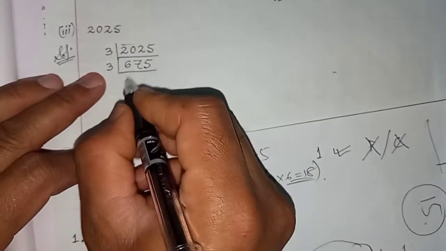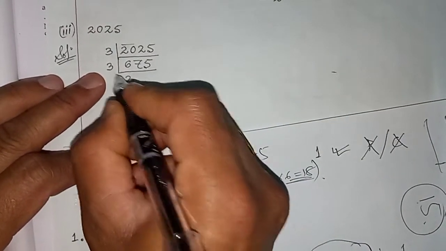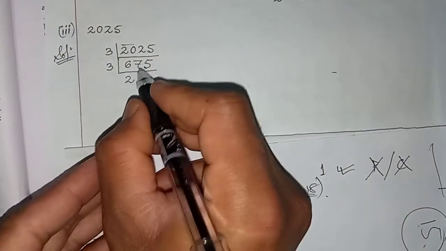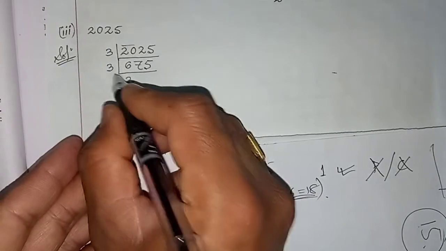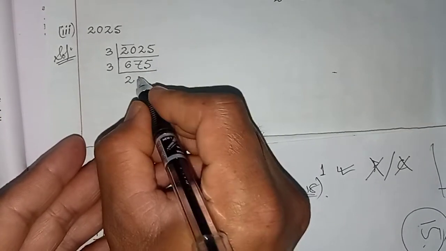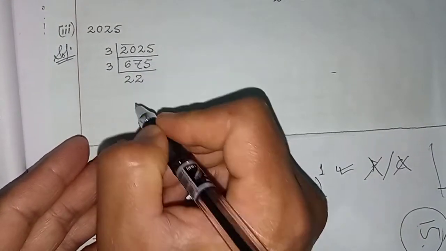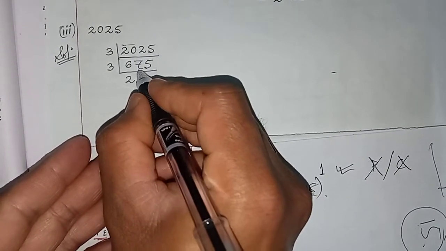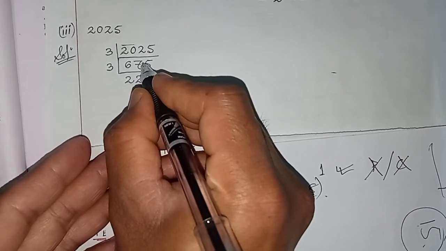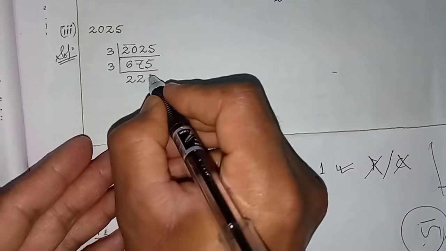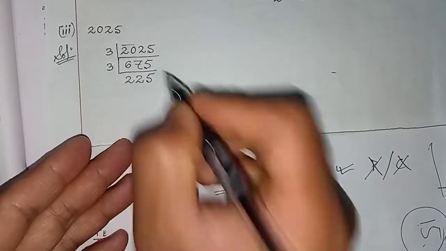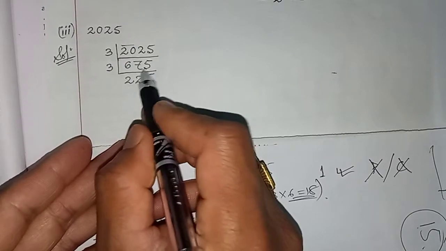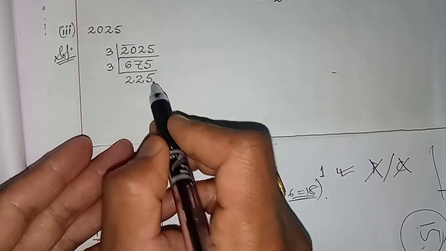So 3 1s are 3, 3 2s are 6. Okay. Now again see only 7, no carry this time. 3 1s are 3, 3 2s are 6, 3 3s are 9, 9 is bigger. So 3 2s are 6. 7 minus 6, we have to subtract, 1. That carry 1 will go and join 5 from the left. So 1 and 5, 15. And 3 5s are 15. Okay, so understood? 3 2s are 6, carry 1 after subtraction, then 1 and 5, 15, 3 5s are 15.